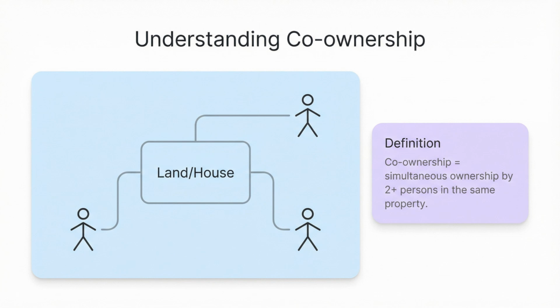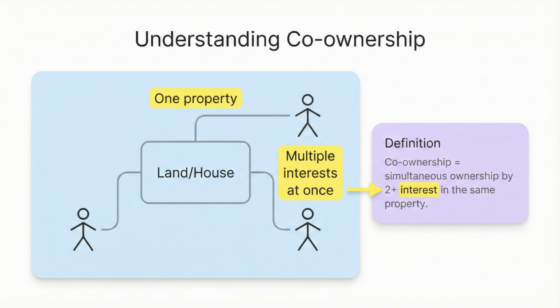The key idea is simultaneity. Multiple people are owners at the same time, in relation to the same piece of property, even though the law may structure their interests differently. They hold an interest in the same property. That interest might be structured as one unified interest shared together, or as separate undivided shares. That difference is exactly what separates joint tenancy from tenancy in common.